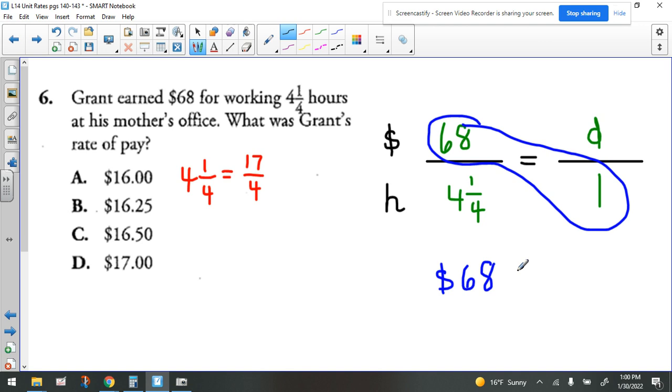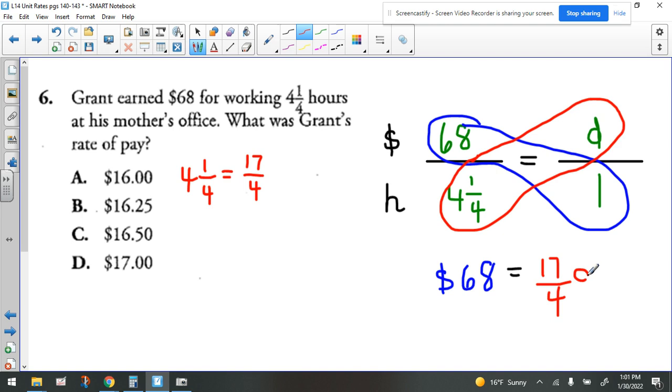and that's going to equal this cross product, because remember, equivalent ratios have equivalent cross products. Now, instead of using this version of 4 1/4, I'm going to write it as its improper fraction equivalent, which would be 17/4. So 17/4 times D will equal $68.